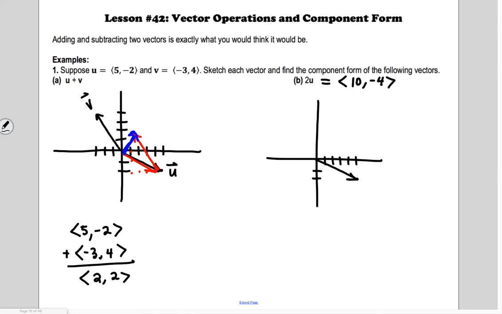I'm going to put grids in next year. That would really help on this problem, wouldn't it? Gotta love grids. All right, so I'm going to have 5, negative 2. And then I have 10, negative 4 is what I'm trying to get.